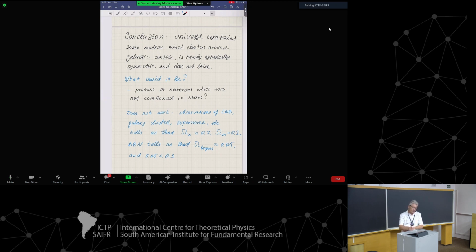If you talk about protons or neutrinos, which are not combined in stars, then it happens that this cannot be the case. So why can protons not be the case? Very easily, because we know the number of protons from Big Bang nucleosynthesis, which is smaller than the amount of dark matter we observe. And neutrinos cannot be a dark matter candidate because of the reasons I will tell you a little bit later.